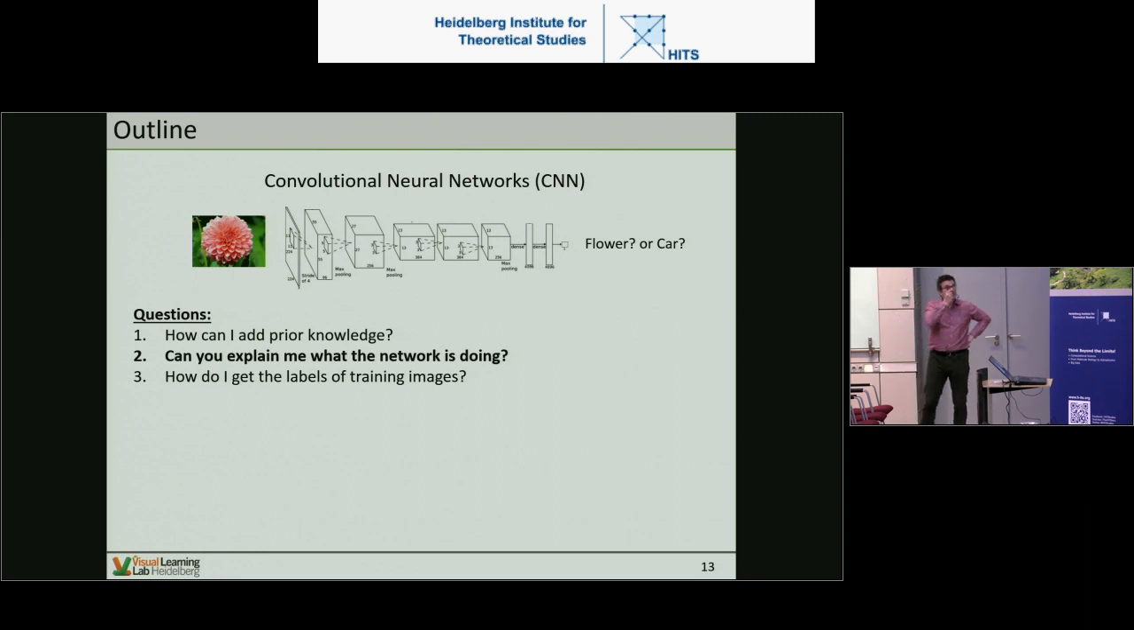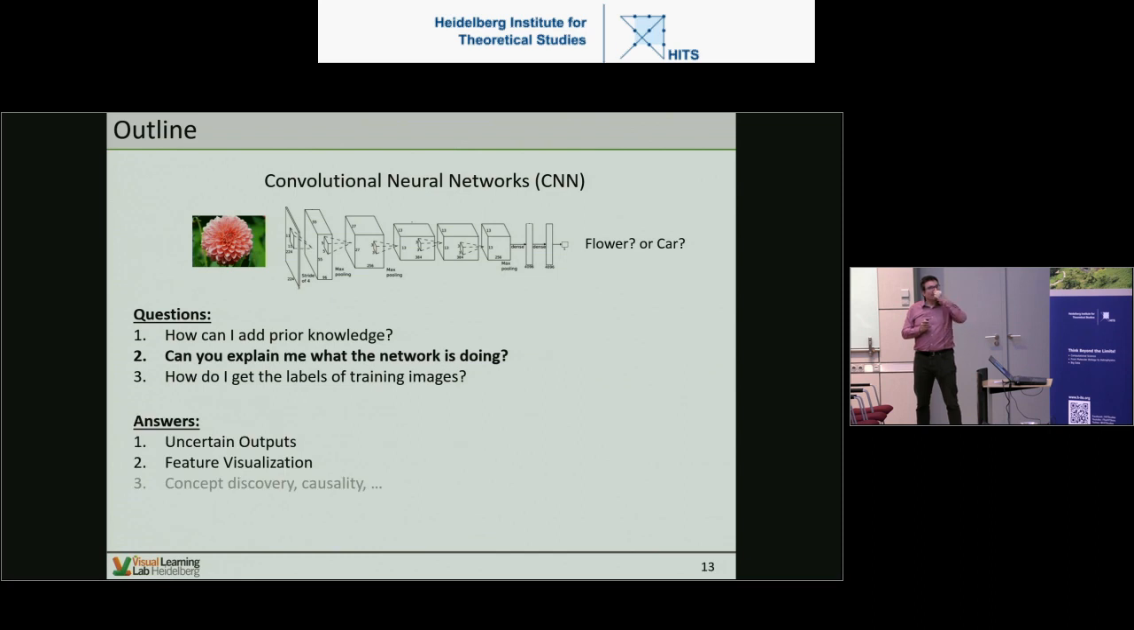Okay, let me come to the second question, and this is the main part of the talk. Can you explain to me what the network is doing? Here I want to give three different answers. The last one is gray because we are still in progress doing these works, and these are things we currently discuss internally, and they're ongoing.